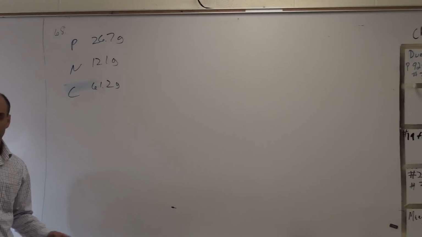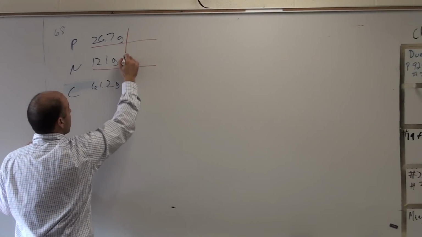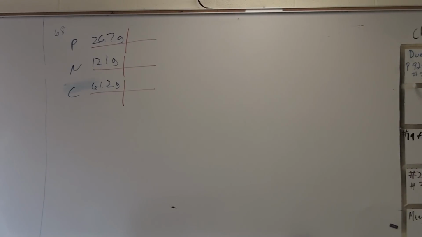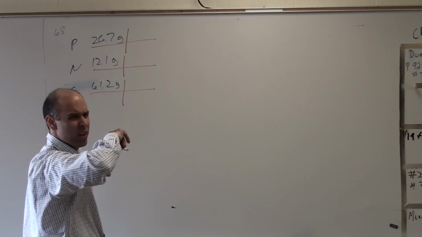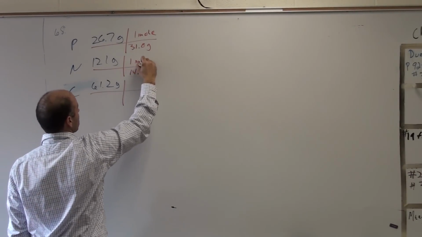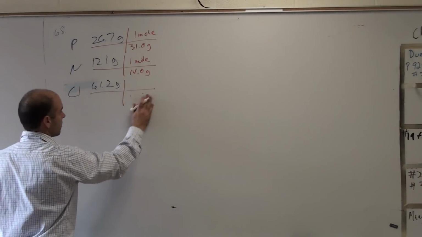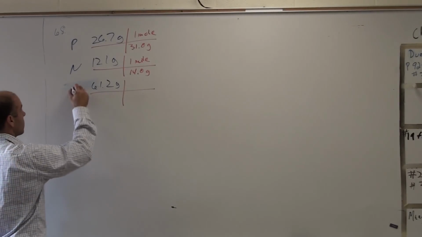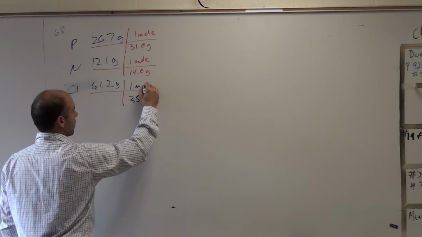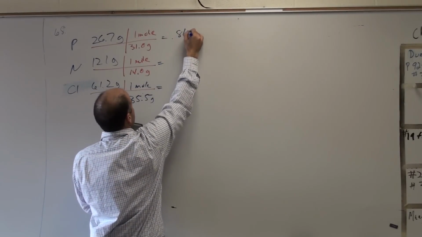So just like the last problem, the first thing you do is find the empirical formula, find the basic ratio. So I go ahead and I divide by all of their molar masses. Phosphorus is 30.97, 31. Nitrogen is 14.0. Carbon is 12.0. Except I don't think it's carbon, I actually think it's chlorine. Yes, chlorine. Sorry. Then I do my division to get my molar ratios.